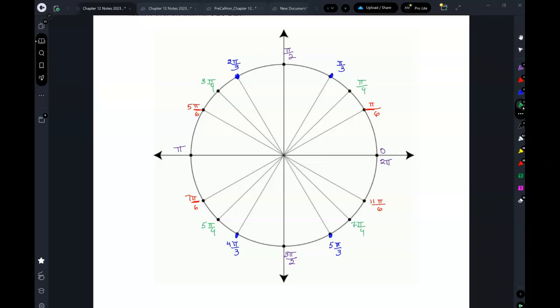And you can keep going. 8 pi over, okay, 9 pi over 4. What's the next one that doesn't cancel? 10, 11, 12, 13, 14, 15, right? You can keep going forever and ever, okay?